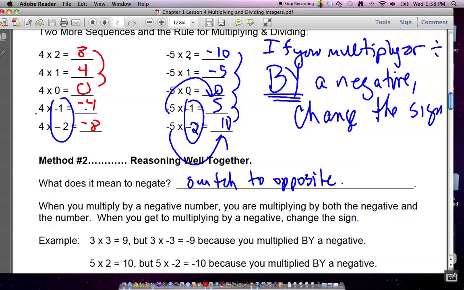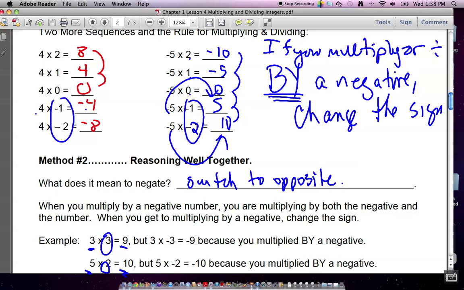That's just the English language. So when you multiply by a negative number, you really have to remember that you're multiplying by the number and negating. So if I do 3 times 3, that's just 9. That never changes because I'm not negating anything. If I do 5 times 2, that's 10. I'm just multiplying by a positive number. So whatever I start with, positive, I end with positives.